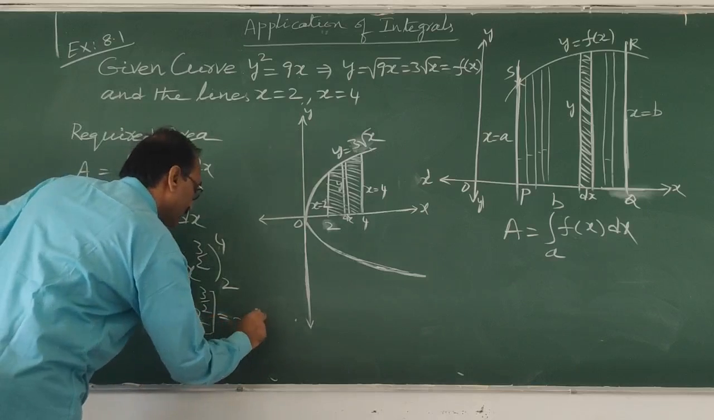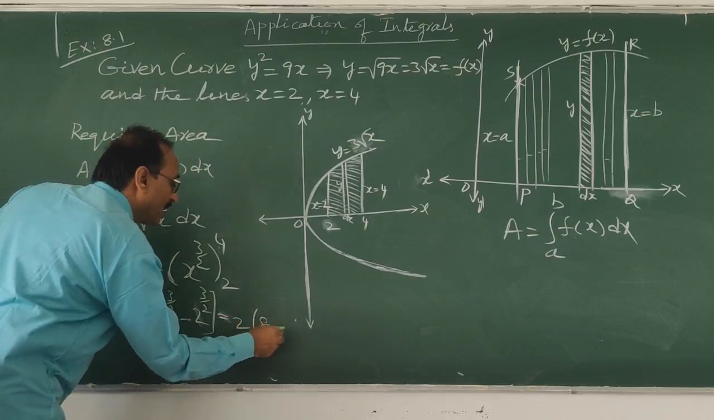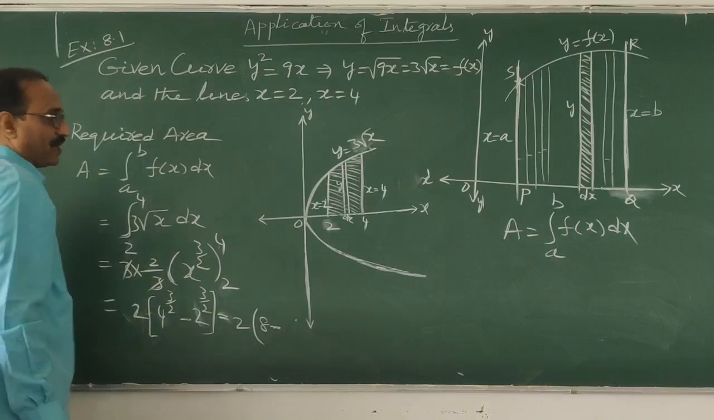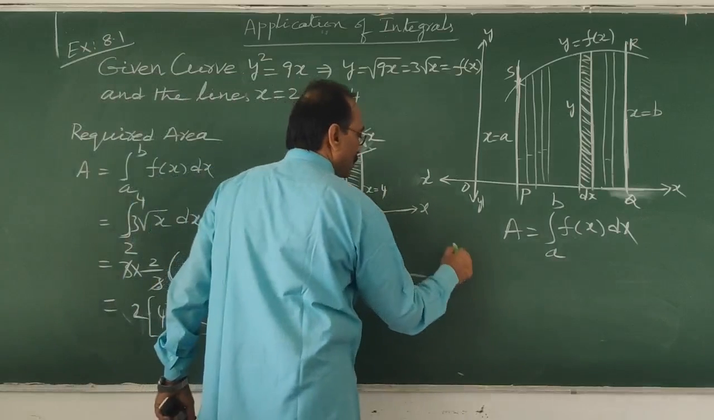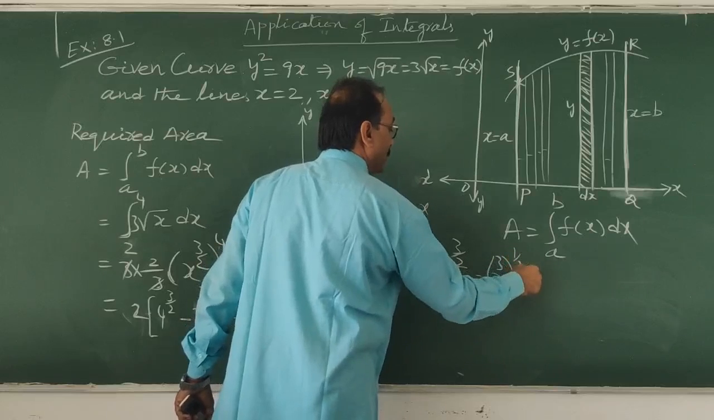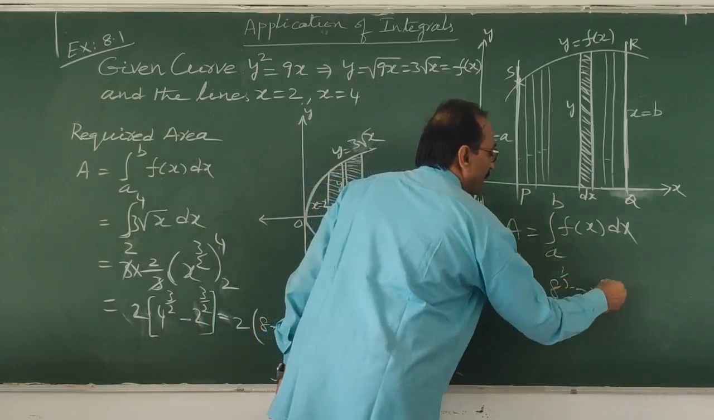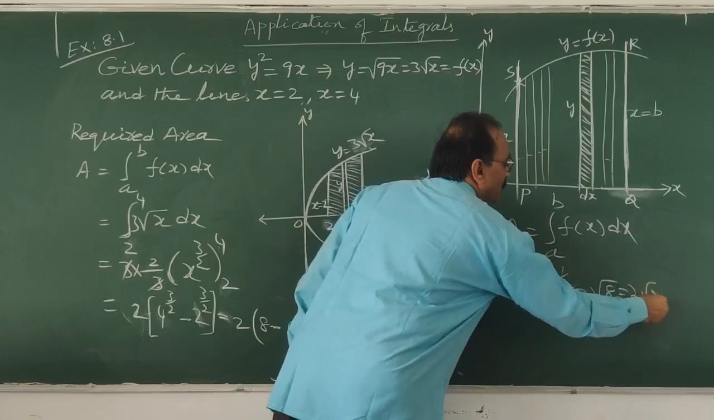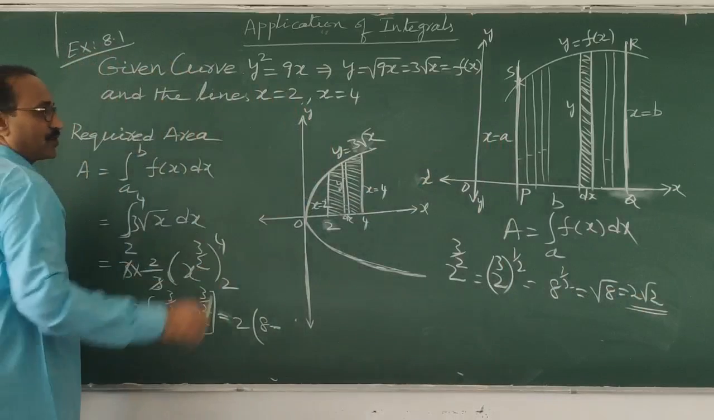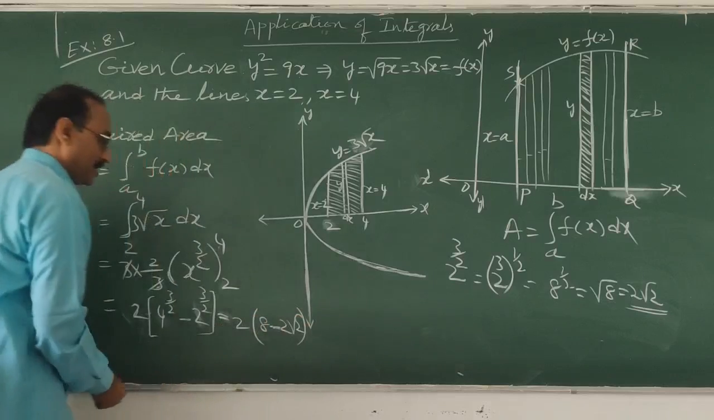2 into again 4 square, 2 square plus 2 cube 8 minus. Here what happened now? 2 only. This 2 to the power of 3 by 2 means root 8. See, 2 to the power of 3 by 2 means what? 2 cube whole to the power of 1 by 2, means 8 to the power of 1 by 2, means root 8, means 2 root 2. If you know it directly, okay, otherwise I wrote it, you see. So you write 2 root 2 here.